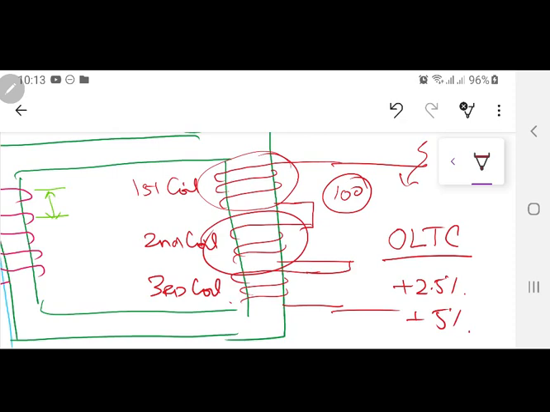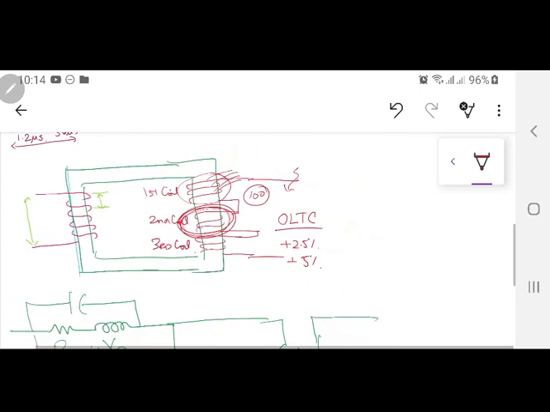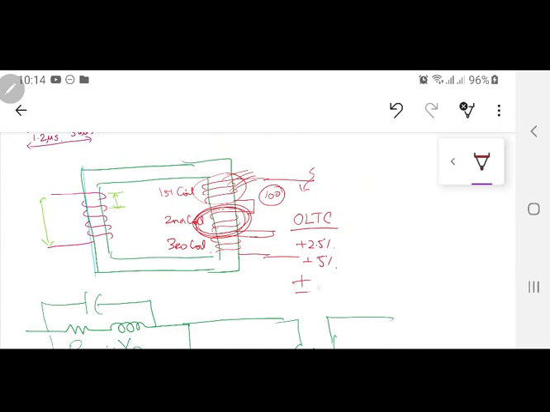But the taps that you have to bring out will be in the center. Why? Because we don't want a winding to be coming out near the yoke of the core. So taps are always provided in the center coil. Okay? So a distribution transformer can have taps, and those taps can be plus minus, this is 0, then there is plus minus 2.5%, and there is plus minus 5%.